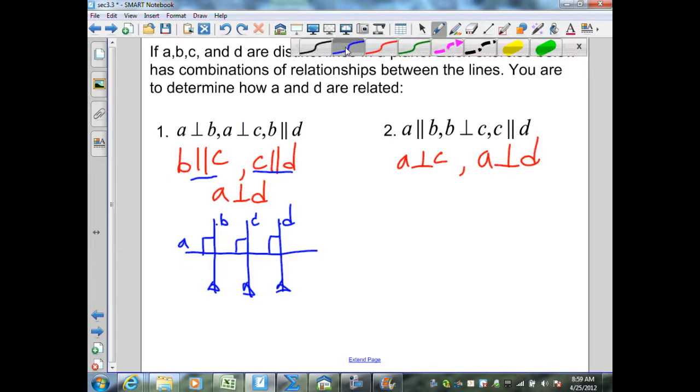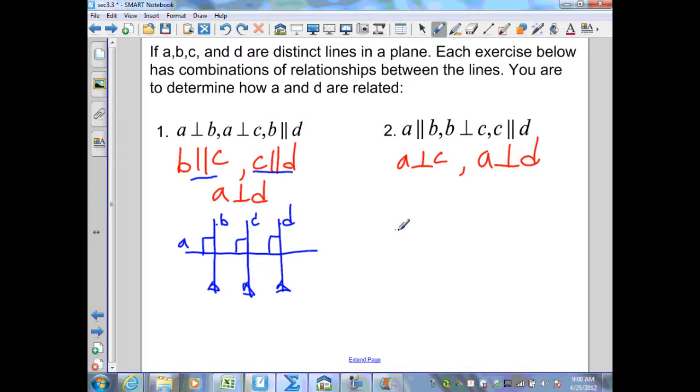Again, we can verify this with a diagram. I know that A is parallel to B. B is perpendicular to C. If this is true, I know that these two lines are parallel. Then C must be perpendicular to A because of corresponding angles being congruent. If this is 90 degrees, this is 90 degrees, and since these two lines are parallel and cut by a transversal, the corresponding angles are congruent. So I know A is perpendicular to C.